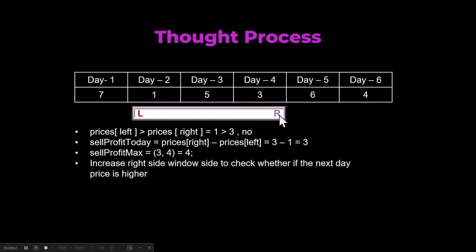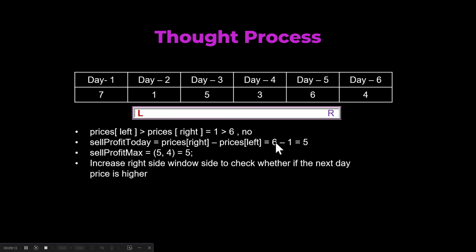And then we will increase the right size of the window. So now we check again. Left price is higher than right? No, 1 is greater than 6? It is not. And now this is the day we could potentially make the maximum profit.